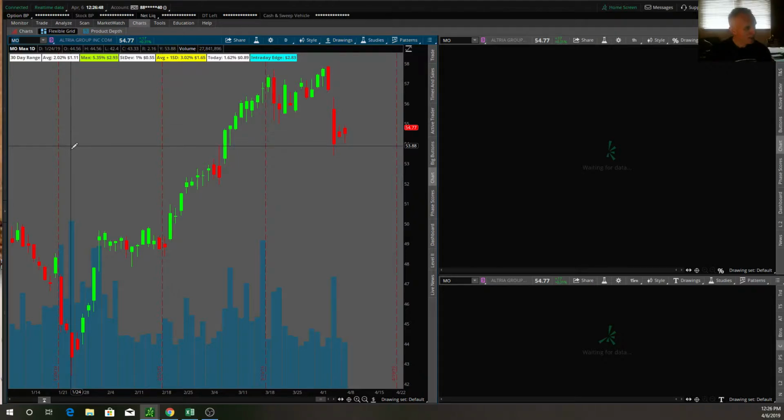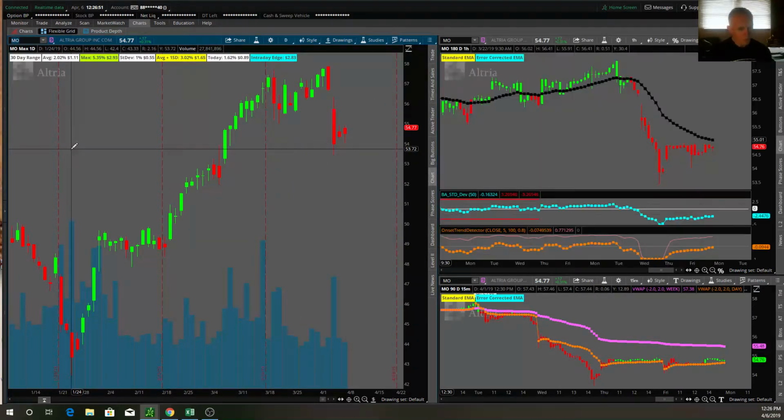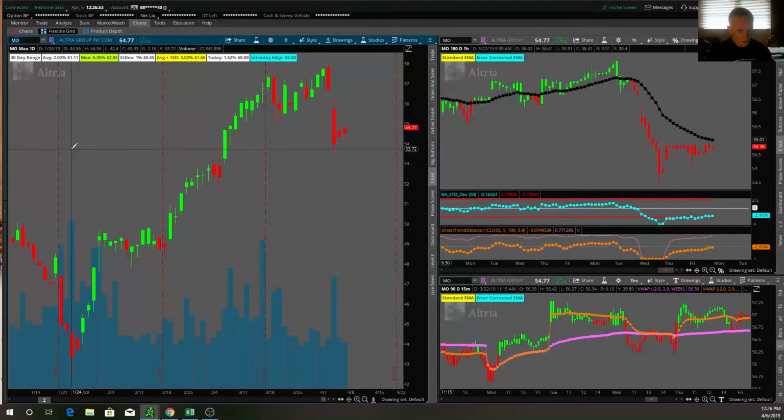Again, we're just taking random moves here. All right, so we just pulled up Altria. Here we have a possible low in Altria. I'm not going to use that because this model here says that we're red. We're not going to do that.